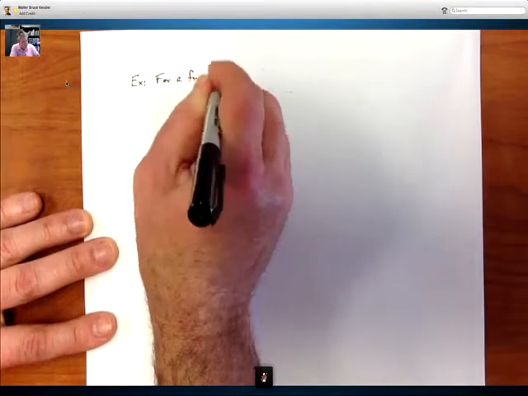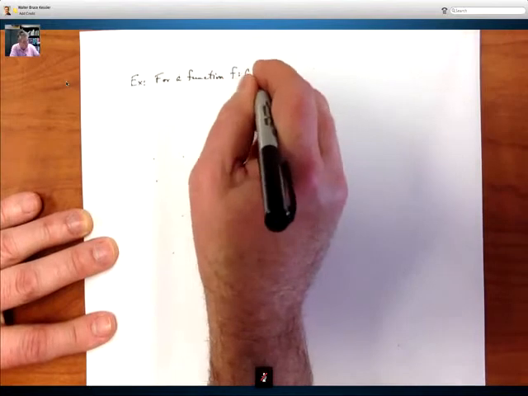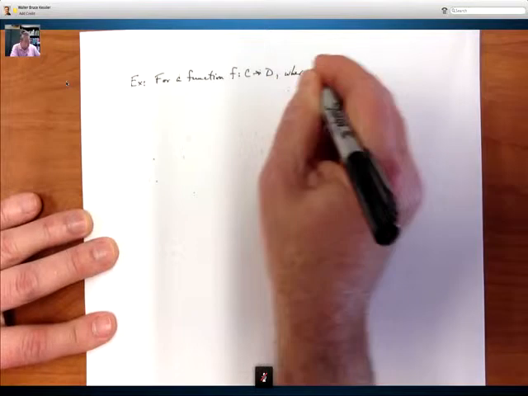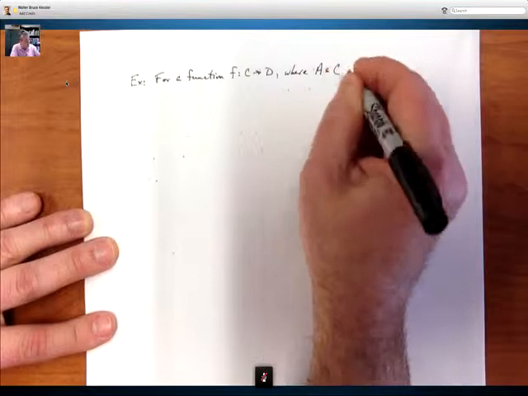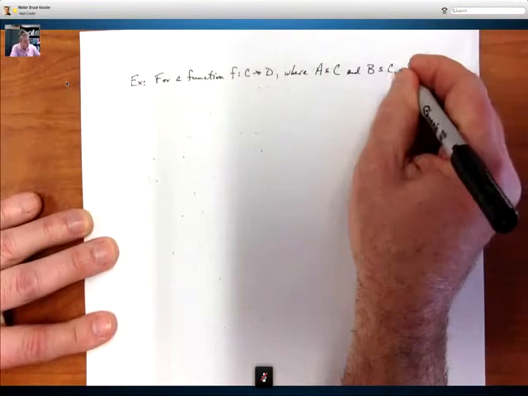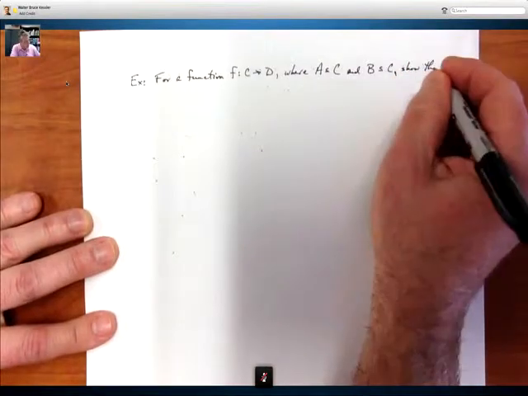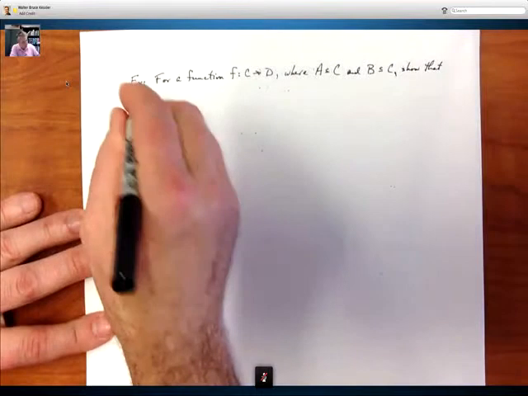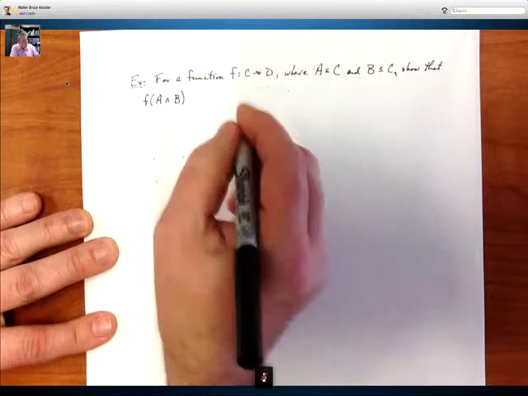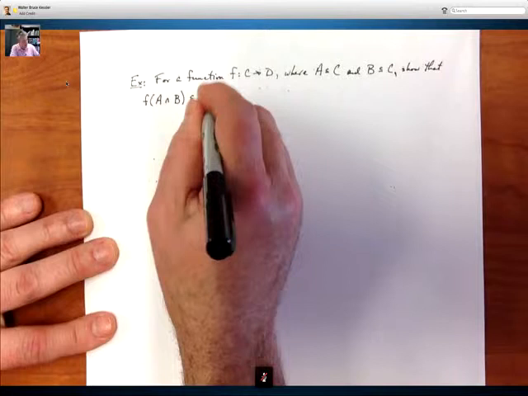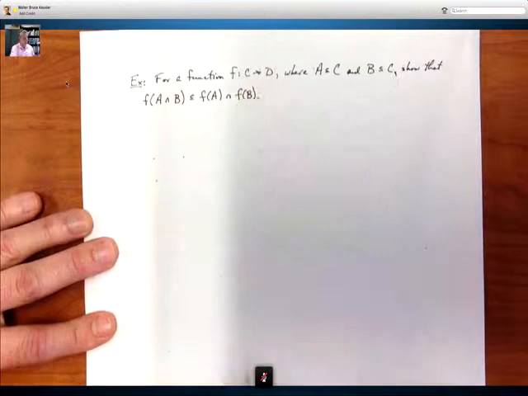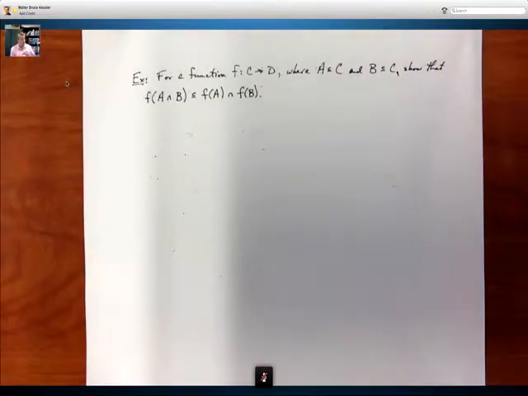For a function f that goes from C to D, where A is a subset of C and B is a subset of C, show that F of A intersect B is a subset of F of A intersect F of B.